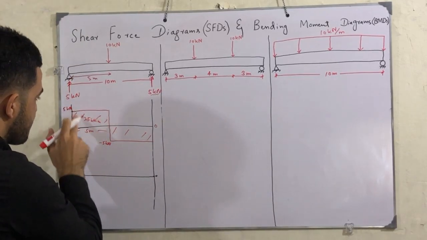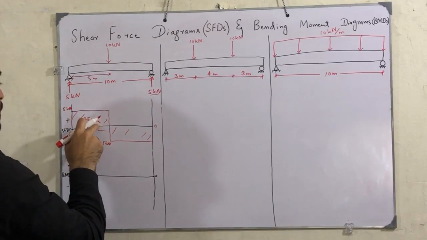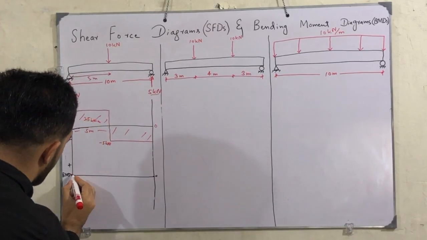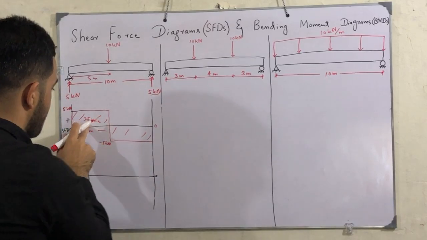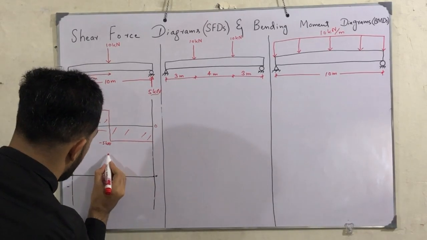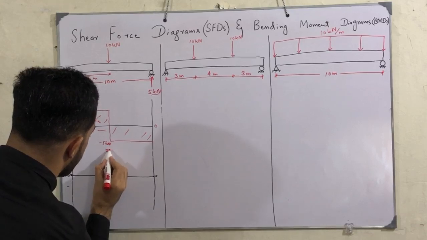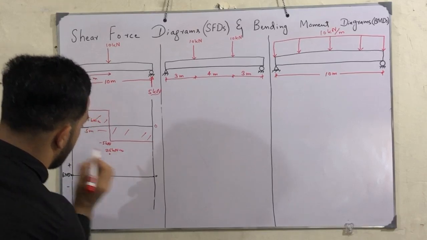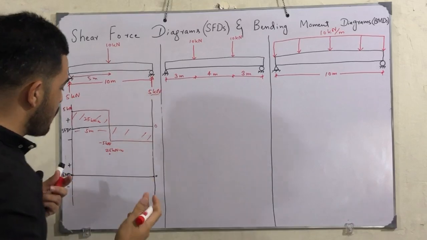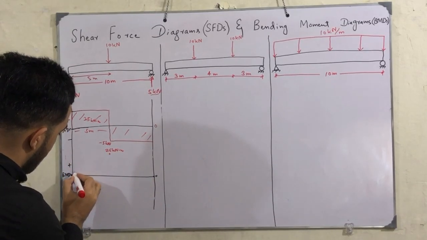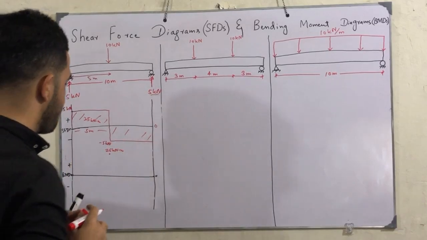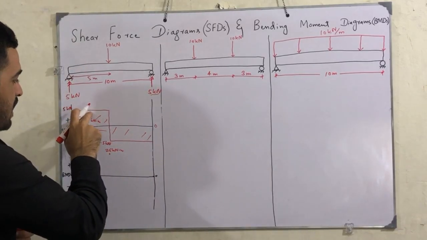And this area gives us 25 kilonewton meter of bending moment. So from here to here, the maximum bending moment that is developed is 25 kilonewton meter. So at this point, we can write that it is a 25 kilonewton meter bending moment. But from here to here, how will the line go, will it go straight or in a curve shape? That the shear force diagram will tell us.